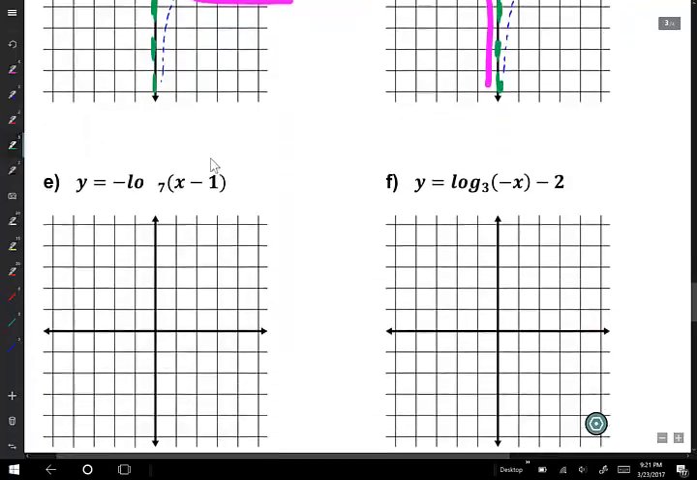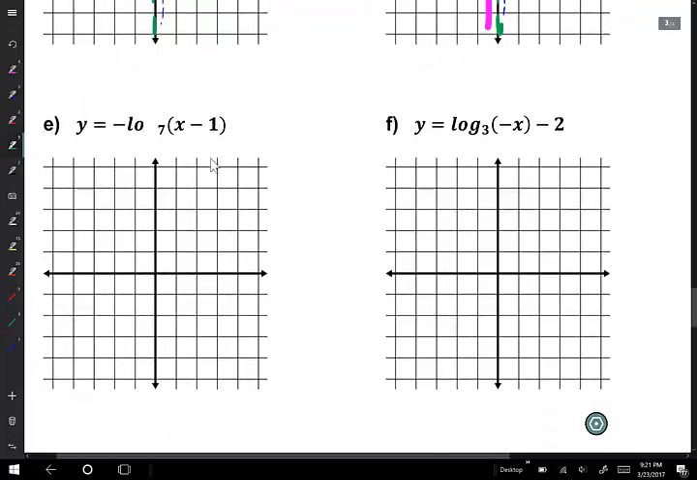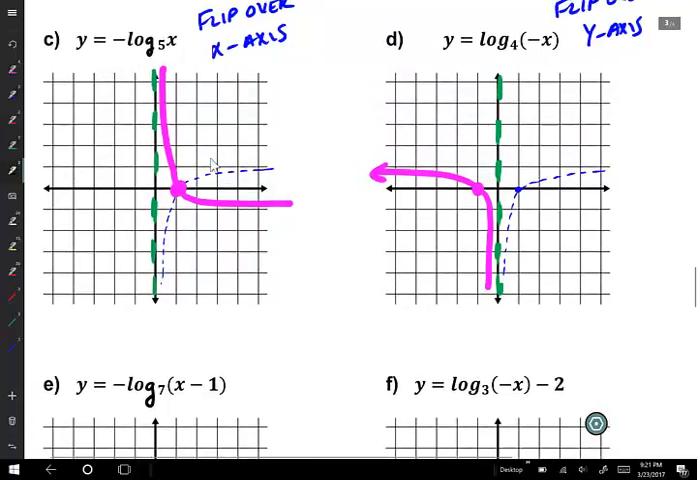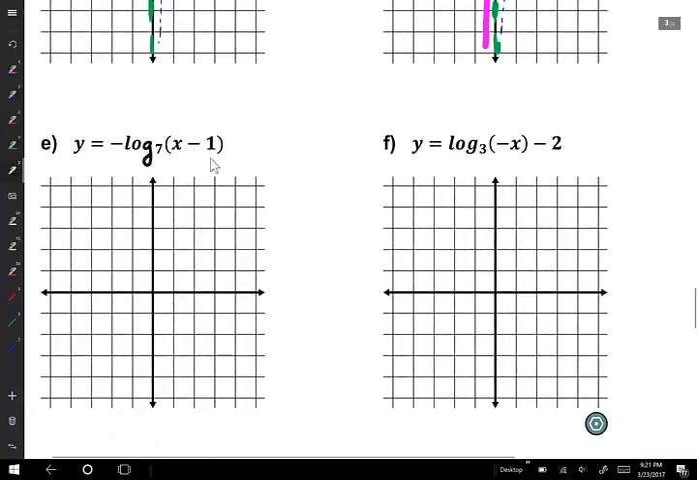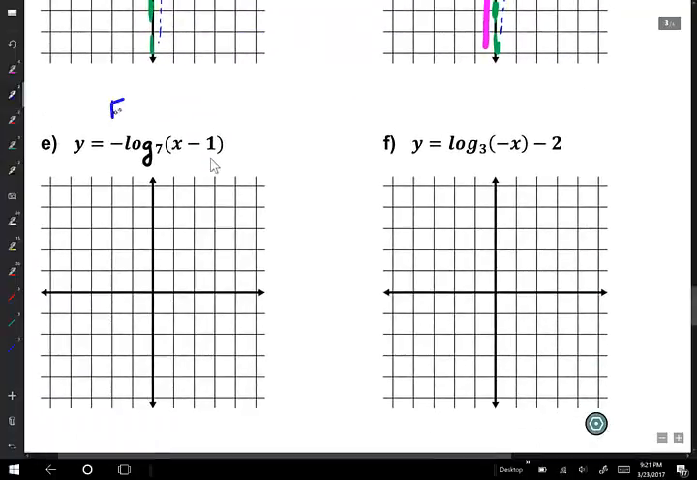All right, looking down at E and F. E and F, we've got a unique situation that we have a movement and a flip going on. I hope you remember from our previous problem, when there's a negative out front, that's going to flip over the x-axis. So I'm going to write that, flip over the x-axis. And the -1 is going to move it right 1. But we're going to flip it first.